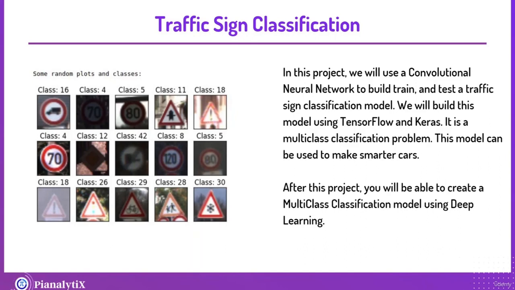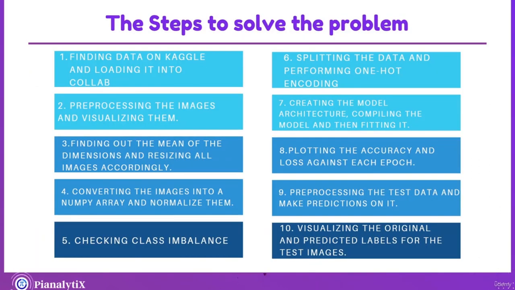After this project, you will be able to create a multi-class classification model using deep learning and more precisely CNN. The steps involved to create this model are: first, I'll show you how you can find the data on Kaggle and load it into your Google Colab. I'll teach you how you can connect your Google Colab with your Kaggle account. After that, we will pre-process the images in order to normalize them, find the different classes of the images, and visualize them.